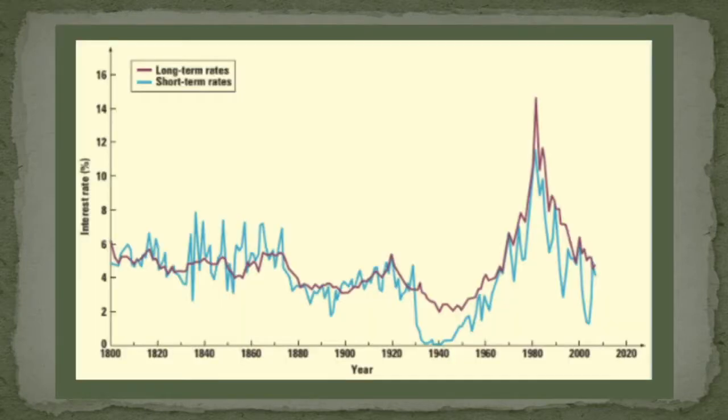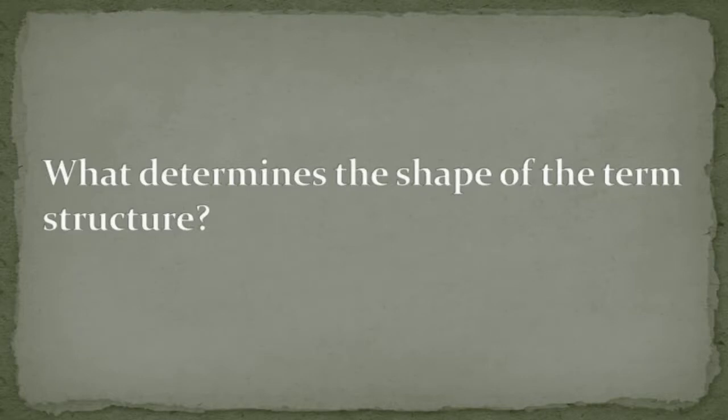When long-term rates are higher than short-term rates, we say that the term structure is upward sloping. When short-term rates are higher, it is downward sloping. The most common shape of the term structure, particularly in modern times, is upward sloping. So what determines the shape of the term structure? There are three basic components.